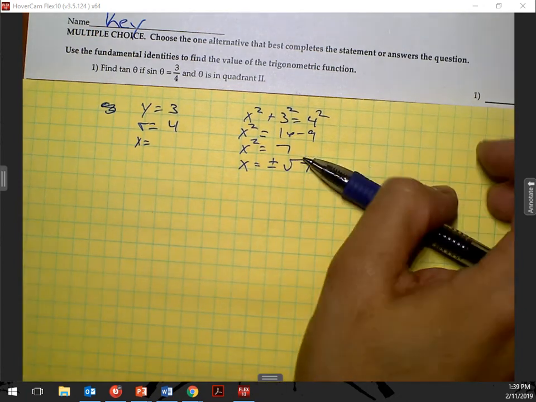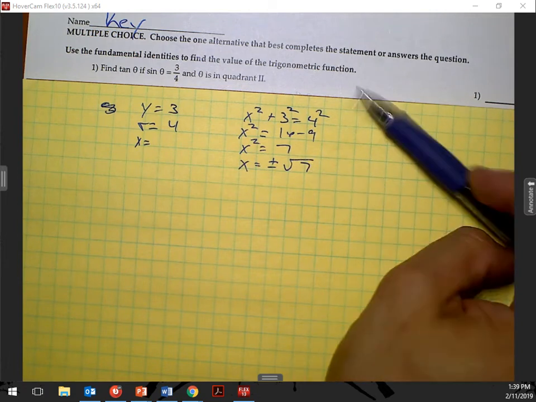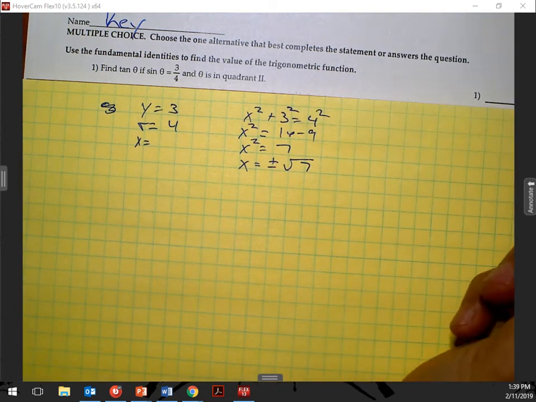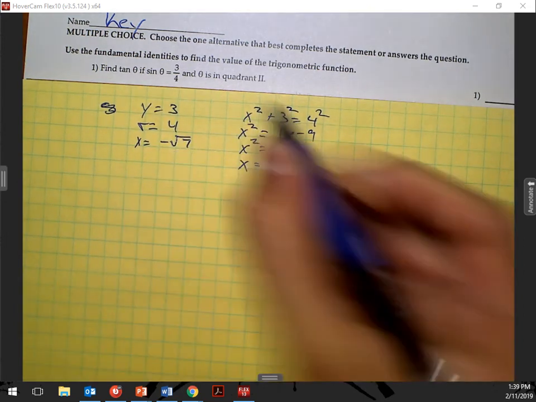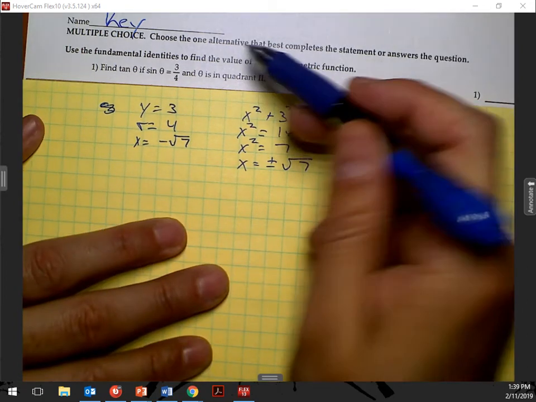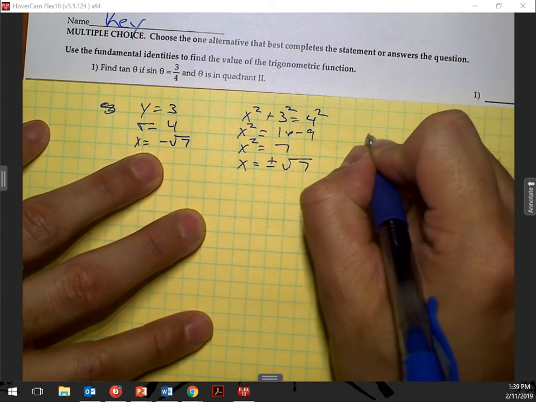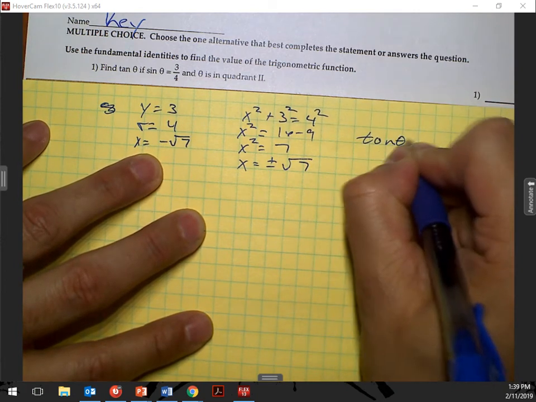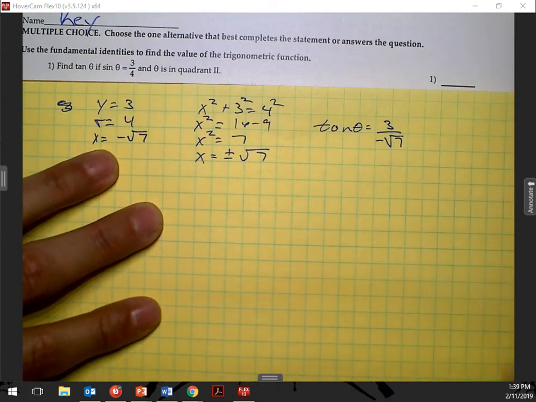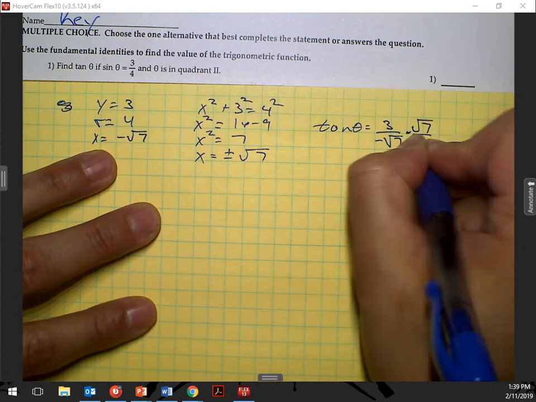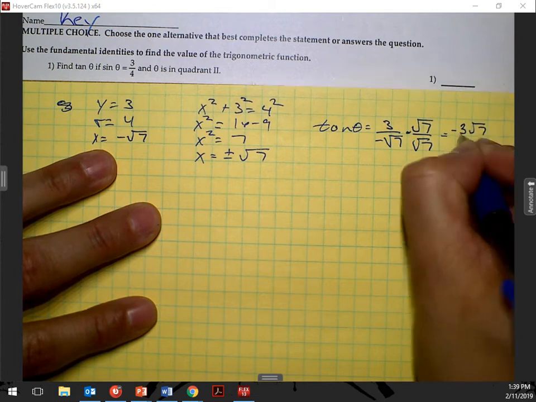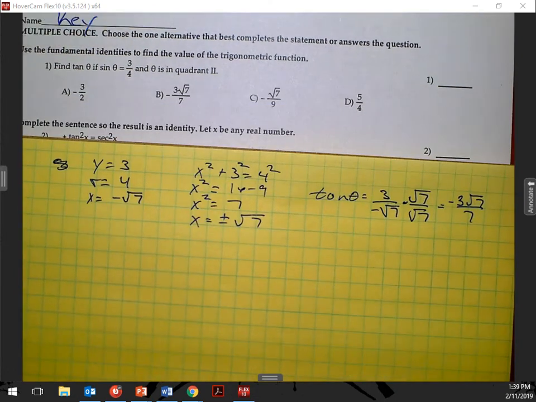Now, how do I figure out if this is going to be plus or minus? Quadrant 2. So x in quadrant 2 has to be negative. So this is negative square root of 7. So now it says find tangent. Tangent's going to be, yep, y over x. So it's 3 over negative square root of 7. Can I leave it like that? No. Rationalize. Negative 3 square root of 7 over 7. Okay, so my answer is?